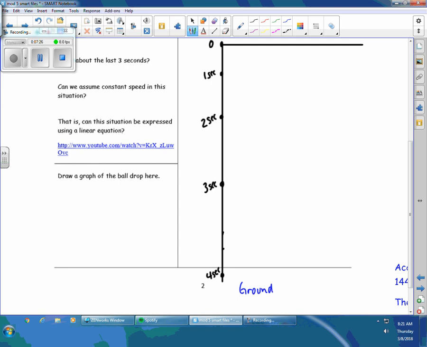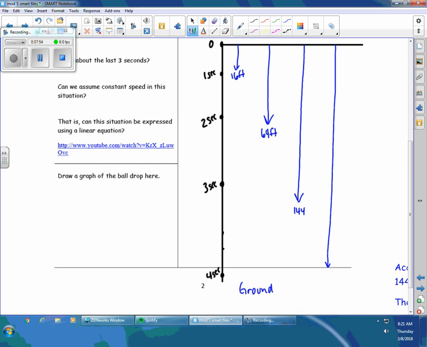So when they slowed it down into super slow-mo, they found out that at 1 second, that ball had dropped 16 feet. And at 2 seconds, the ball had dropped 64 feet. And at 3 seconds, we were at 144 feet. And at 4 seconds, we hit the ground.